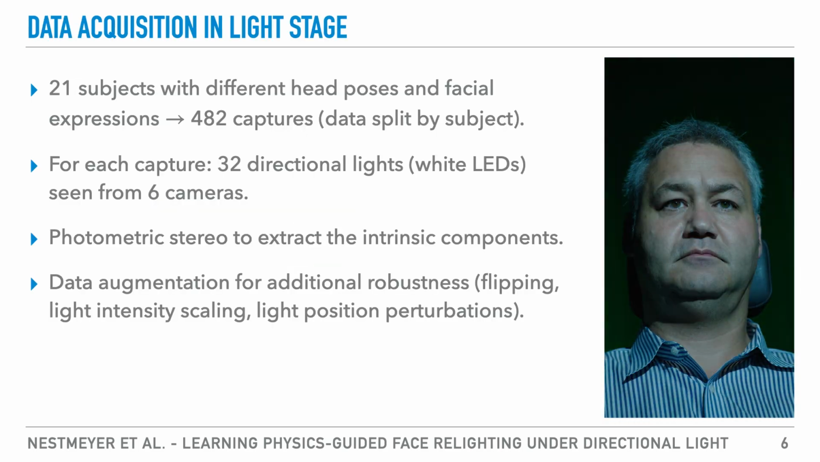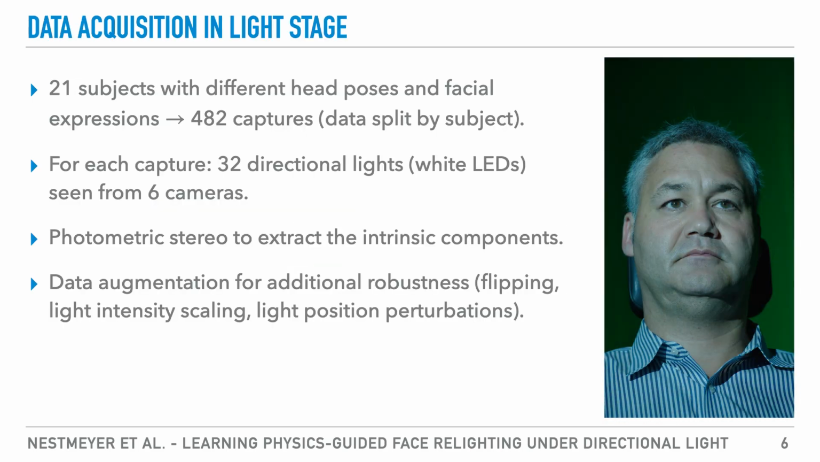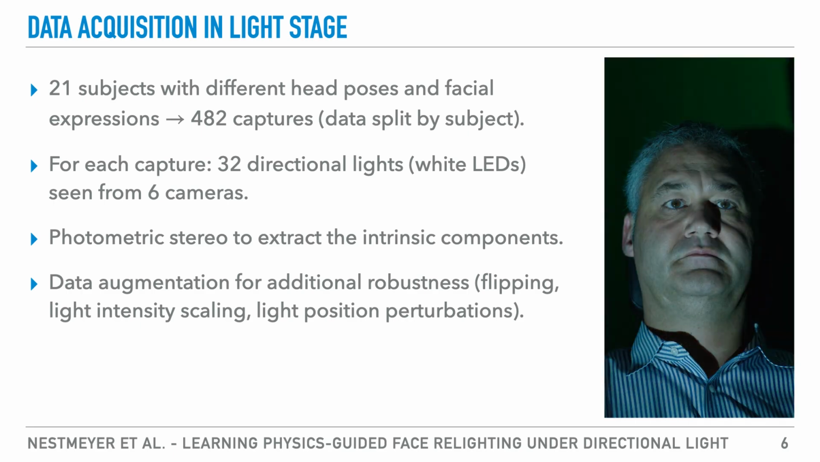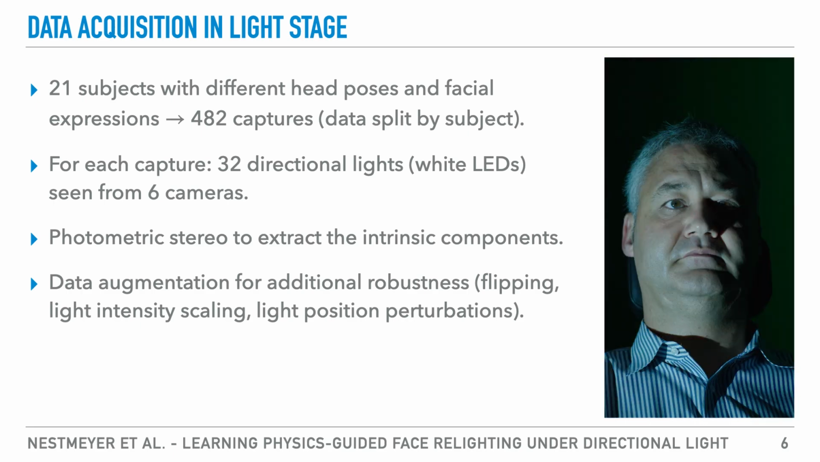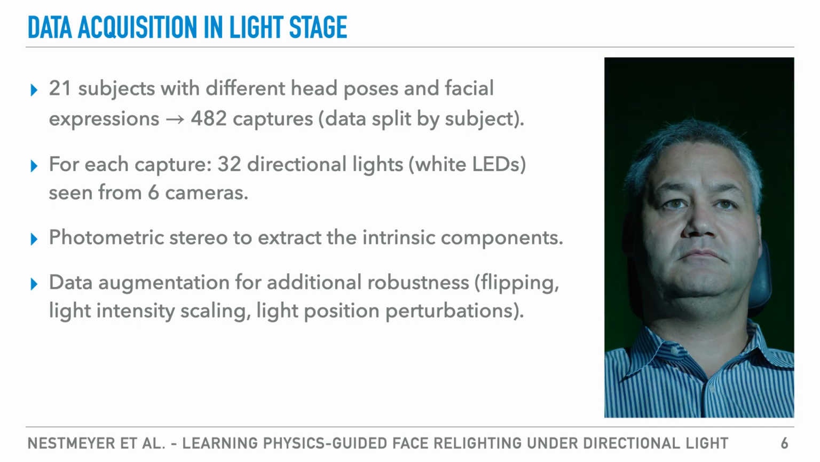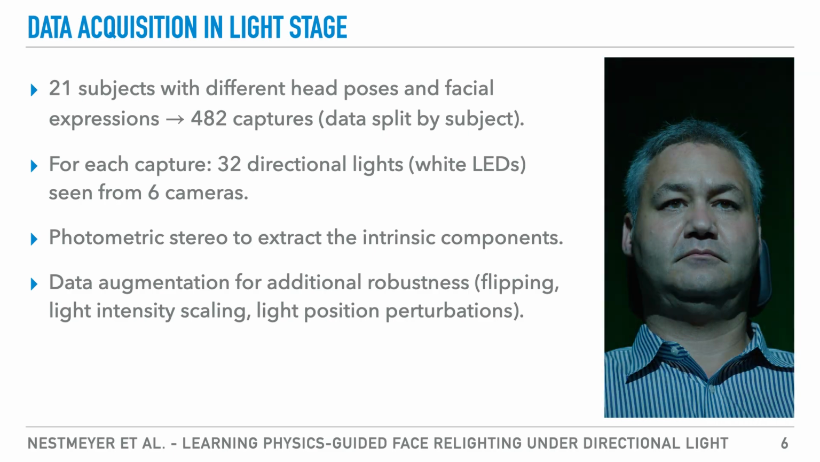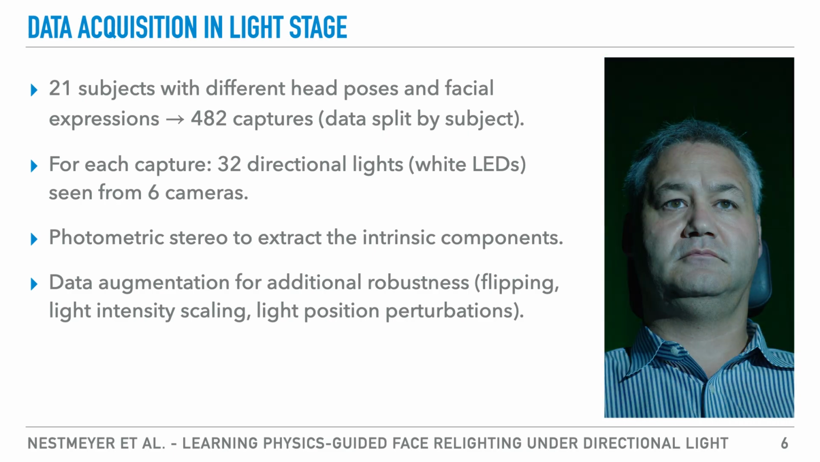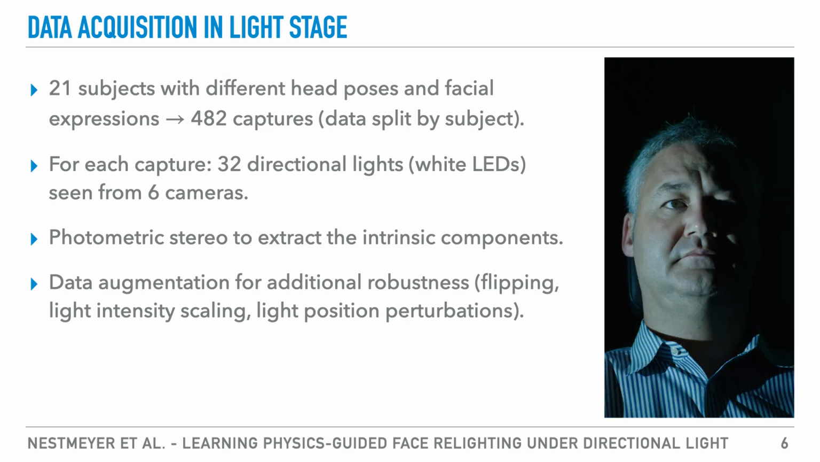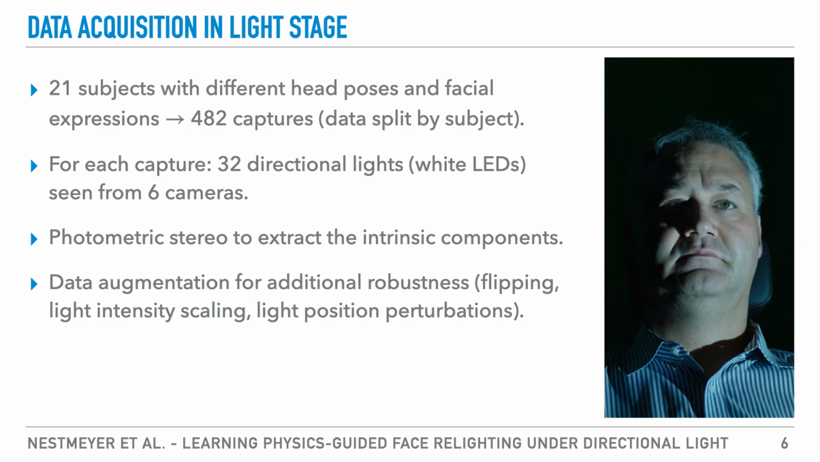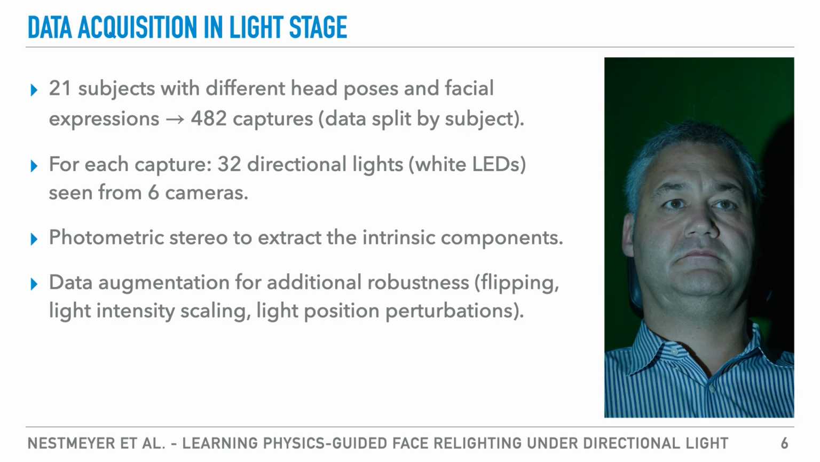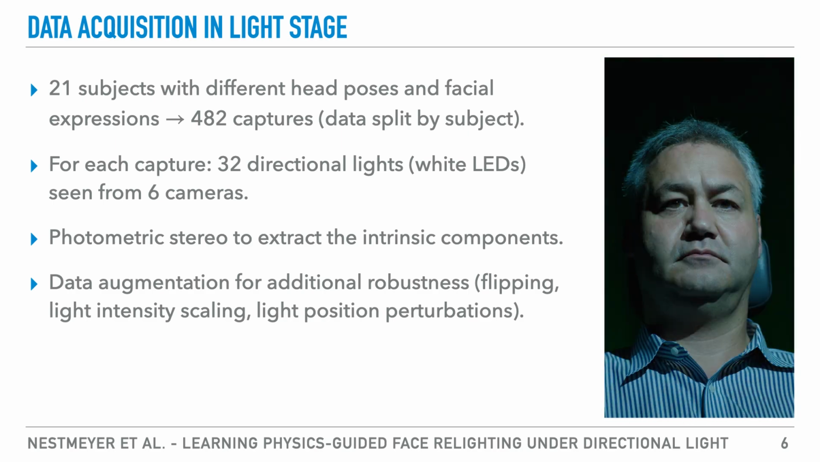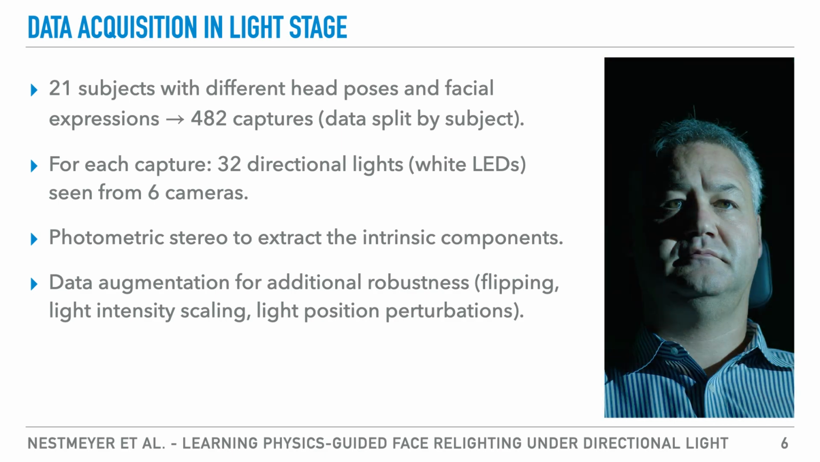To collect the necessary data, we built a light stage and captured 21 subjects with different head poses and facial expressions. This results in a total of 482 captures split into training, validation and test set by subject. Each capture is lit consecutively with 32 directional lights and recorded with 6 calibrated cameras. One such capture, taking roughly half a second, can be seen on the right. The intrinsic components needed for guidance are then extracted using photometric stereo. We applied several data augmentation techniques to fully leverage the available data.